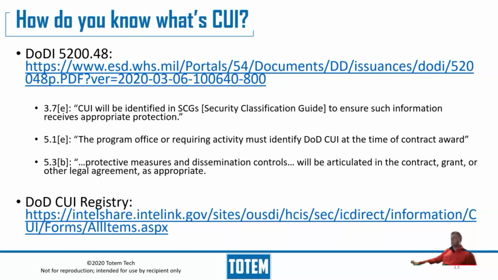So in 5.0 or 5.1, excuse me, the program office requiring activity must identify DoD CUI at the time of contract award. So like I said, at the time of contract award, you should receive that security classification guide to tell you what is CUI and what is not.